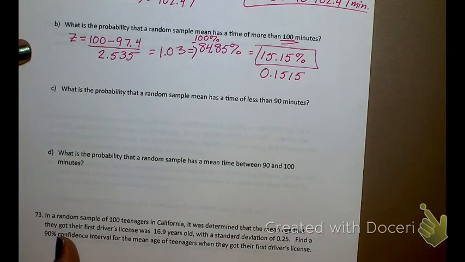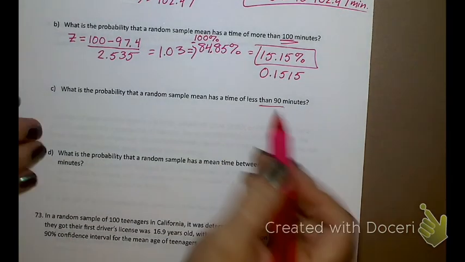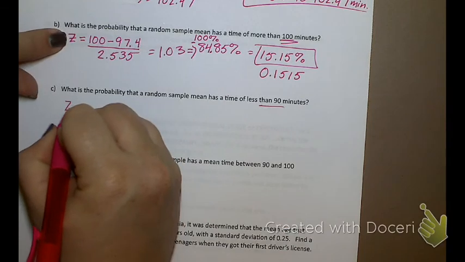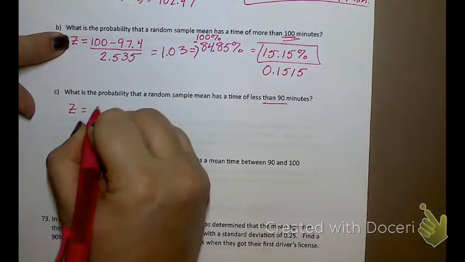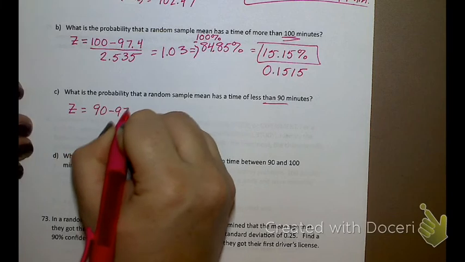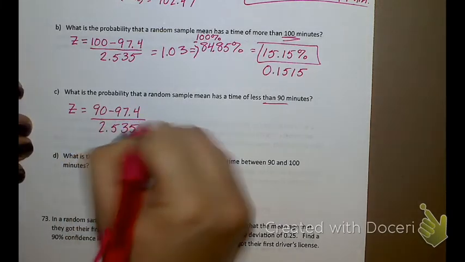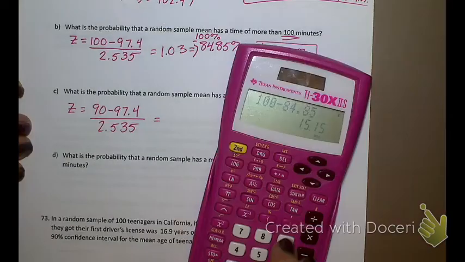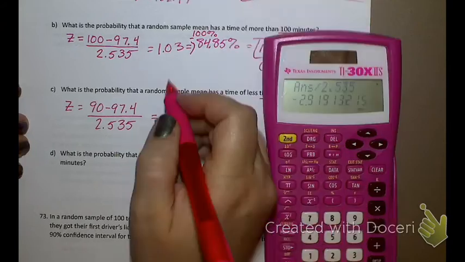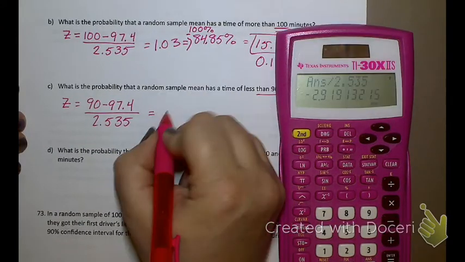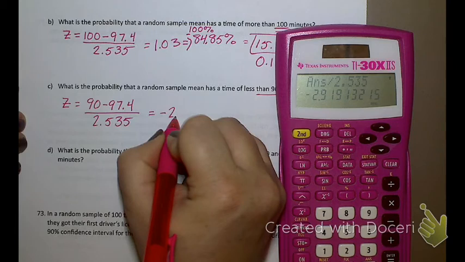Next question is very similar. What is the probability that a random sample mean has a time less than 90 minutes? So same idea. I'm going to find the z-score for 90. So 90 minus 97.4 divided by 2.535 is negative 2.919, which would round off to 2.92.